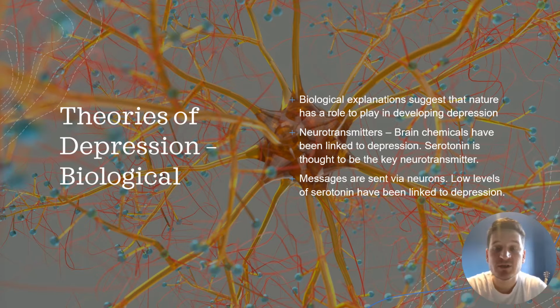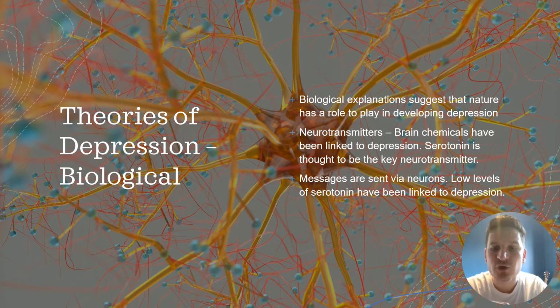Okay, so we're going to go into the different explanations for depression then. So we've got biological and psychological. Starting with the biological explanation, this suggests that people are depressed due to nature, due to inbuilt, genetic areas, biological areas. And so you need to start looking at physiology and the makeup of the brain.